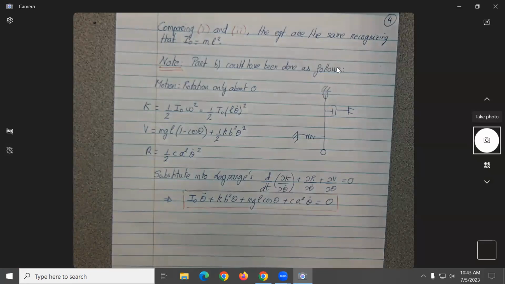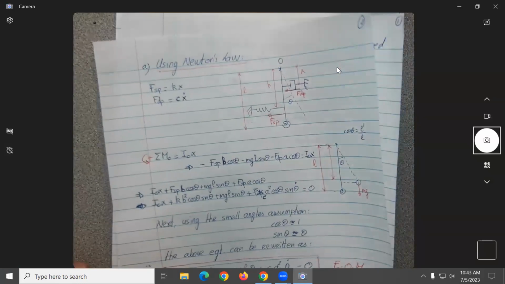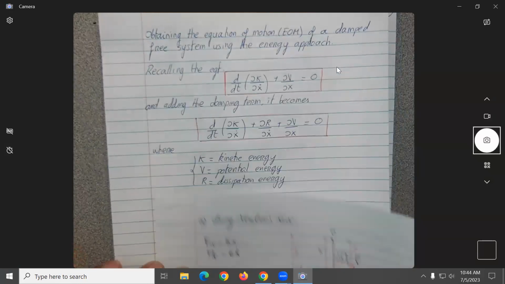All right. So like I said, assignment 2 will just be 3 or 4 problems in which you need to find the equation of motion using Newton's equations and the energy method.